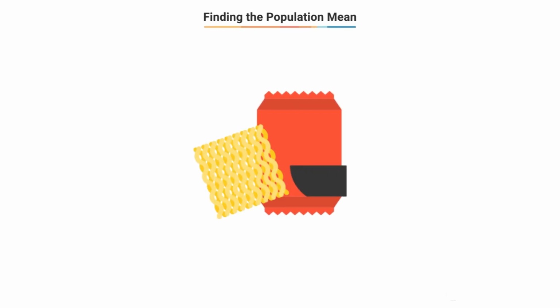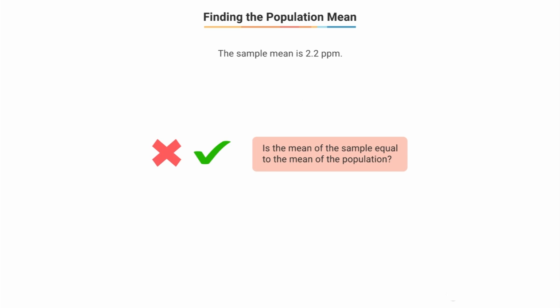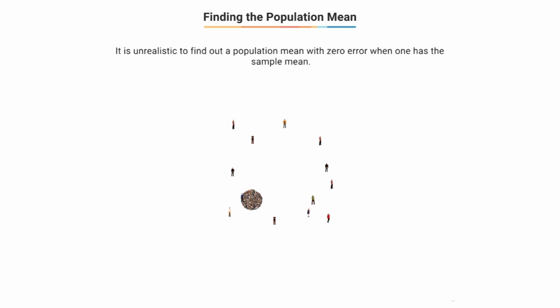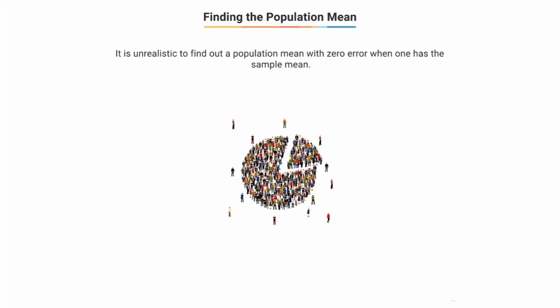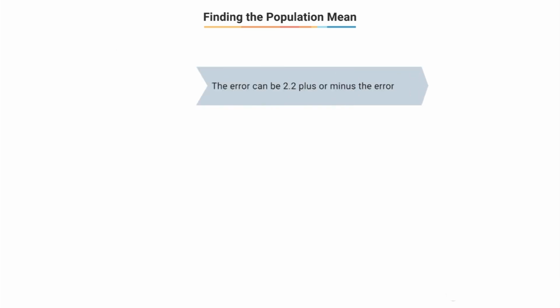Recall that we found that the sample mean x bar was 2.2 ppm, and we want to validate whether this mean of the sample will actually be the mean of the population. Now we understand one thing for sure. To find out the population mean exactly from the sample mean with zero error is near impossible. We'll obviously make some error. That is, at the best we can say that the population mean should be 2.2 plus minus some error.